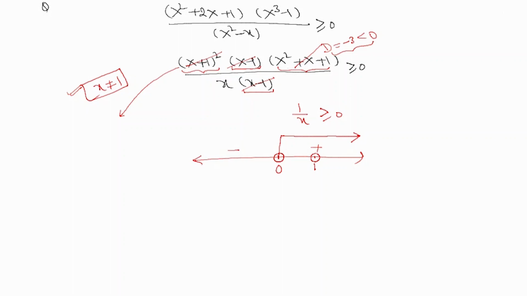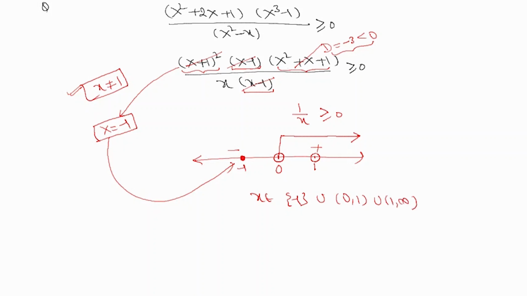So what I have removed is x equal to minus 1. So I'll need to add this root to the final solution. That means I need to add one more value, and this value is minus 1. So actually the answer to this question is x belongs to {-1} union (0 to 1) union (1 to infinite).